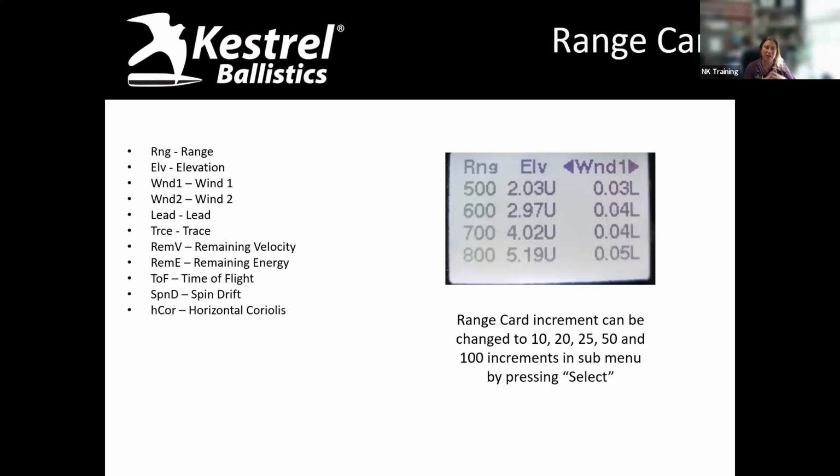So for our 22 LR guys, we recognize that even 10-yard increments is a big jump for a 22 LR. So we have a 5-yard increment that will be coming in as well. It's just more to scroll through, but for 22 LR, that's pretty critical. So I put mine in 100-yard increments.